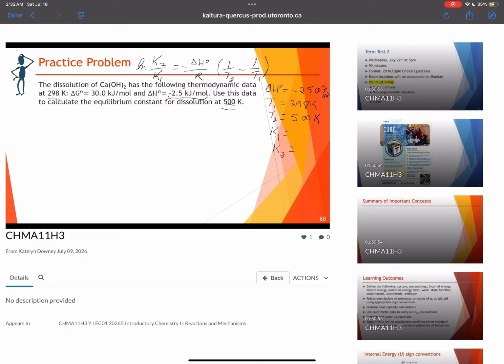If we're trying to figure out K at 500 Kelvin, what are we trying to figure out? We're trying to figure out K2, right? Or K at our second temperature, which is 500 Kelvin. And what about K1? K1 isn't directly given to us, but do we know how to calculate K1 based on what we've been given? Hopefully, yes, but this might be where it trips you up. So the first thing I need to do is figure out K1.